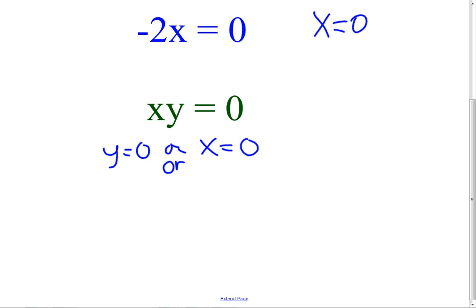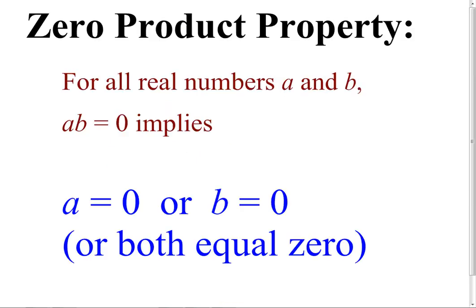So it's either the x equals 0 or the y equals 0. They both could be 0, but generally speaking, when you have x times y, they're different numbers. So if x is 0, y is not 0. That's all. Okay, so let's try some problems.